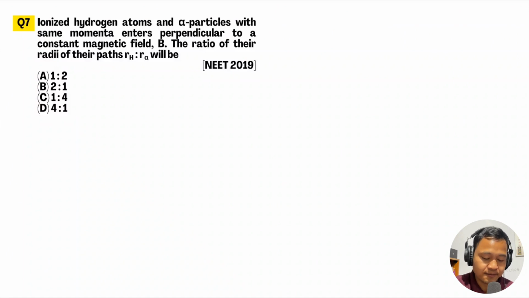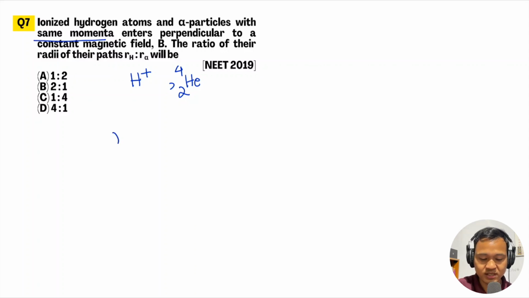Okay, next. Ionized hydrogen atoms, H plus, and alpha particle, helium. With the same momenta enters perpendicular to a constant magnetic field, the ratio of the radii.